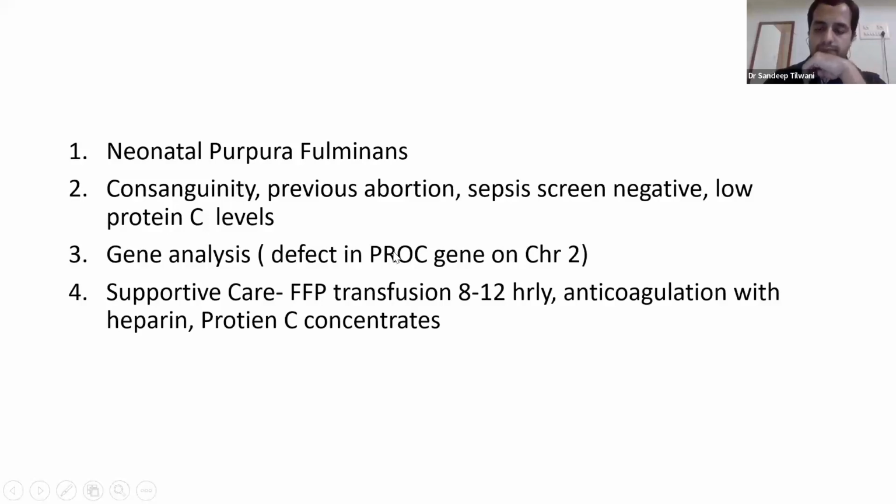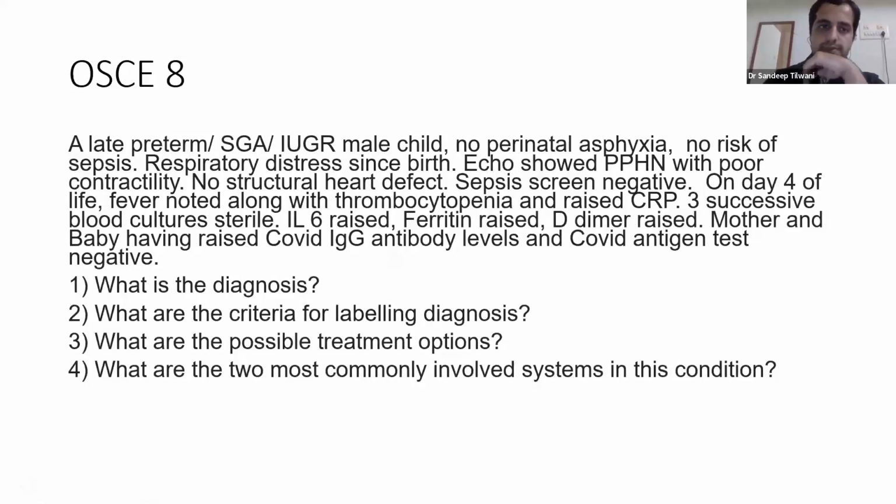So I'll move to the next question. Again, one more case-based discussion. It was a late preterm SGA male child with no asphyxia and no risk factors for sepsis. But the child had respiratory distress since birth. Echo showed PPHN with poor contractility. There was no structural defect.